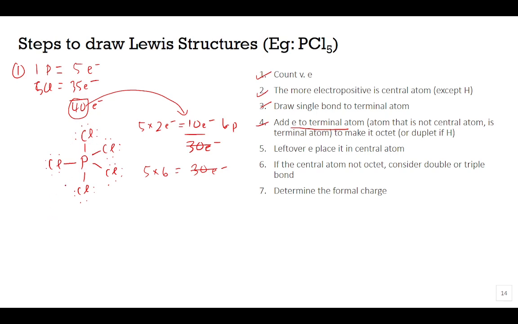Okay, but now if you look at the P, it is more than an octet. P is more than an octet. This is also an exception, an exception for atoms that are in period 3 and above. Periods 3, 4, 5 can have this more than an octet. And this exception, we call expanded octet. For formal charge, I think you can calculate, because the formula is the same.